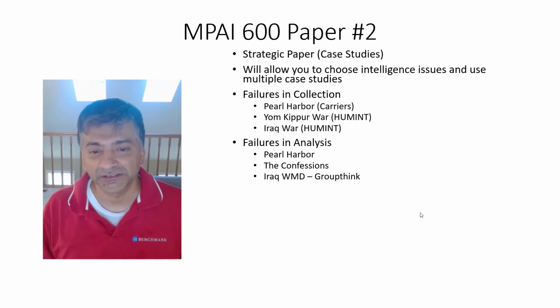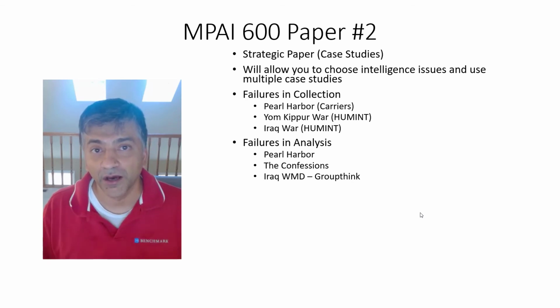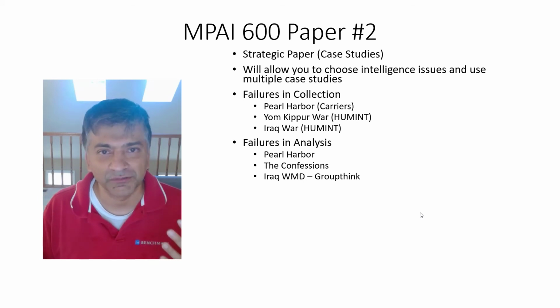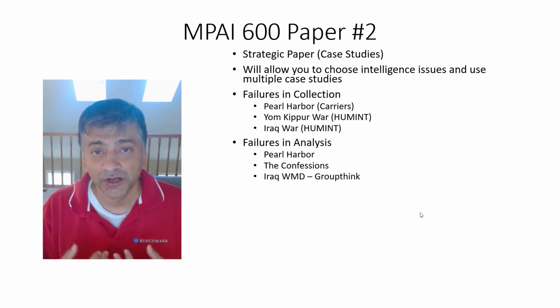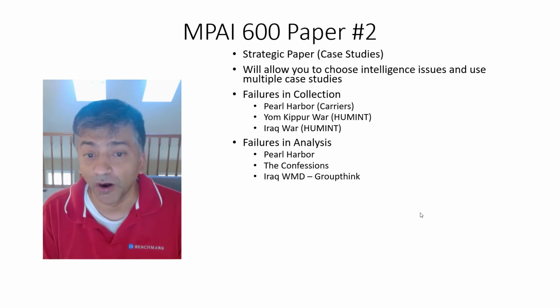Failures in analysis, again, Pearl Harbor. You can make the argument that there was just too much groupthink, too much lack of analytical power, too much racism that really forced the leaders, or the intelligence leaders and the military leaders, to underestimate the ability of Japan to launch a bold attack like they did in Pearl Harbor.